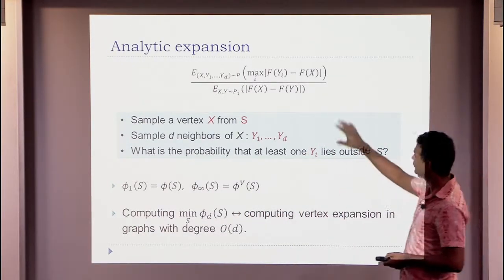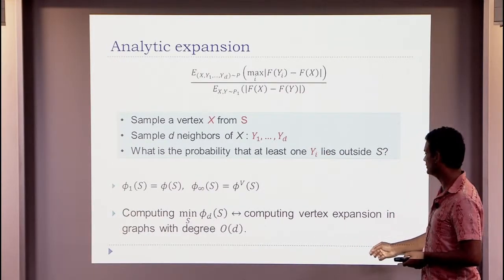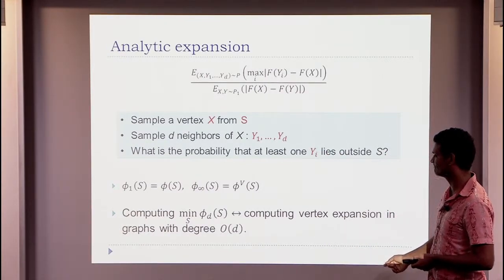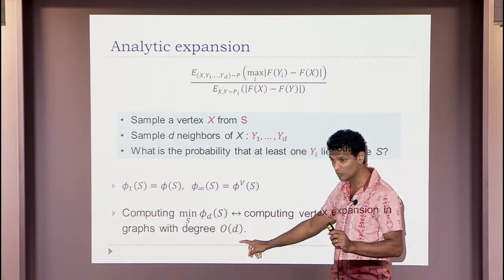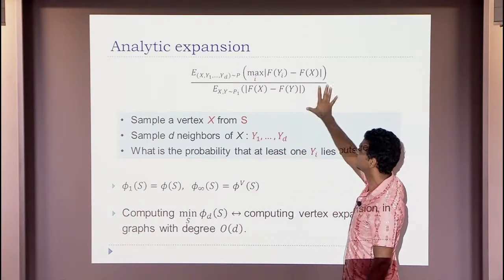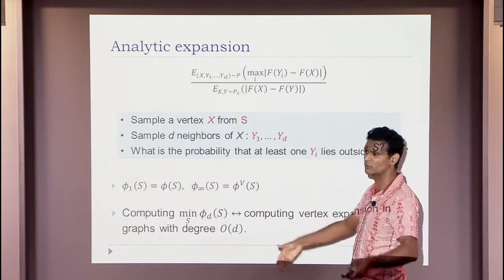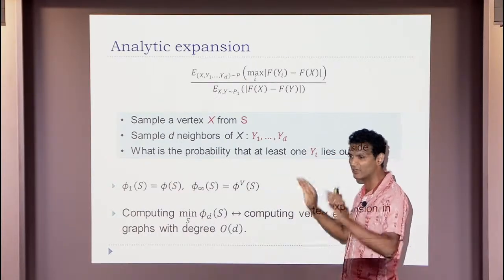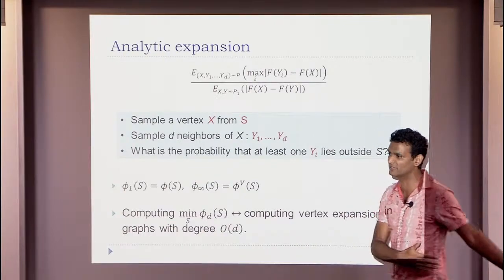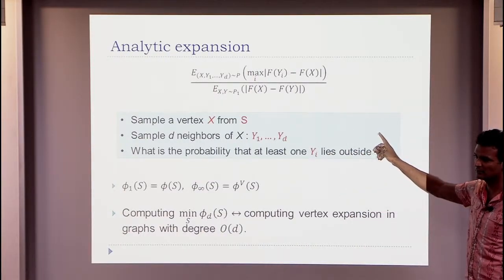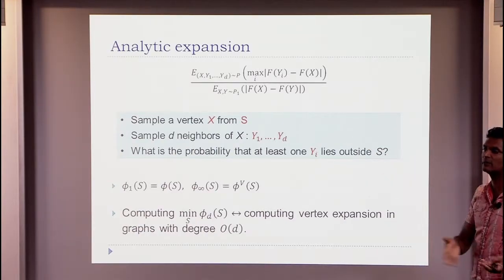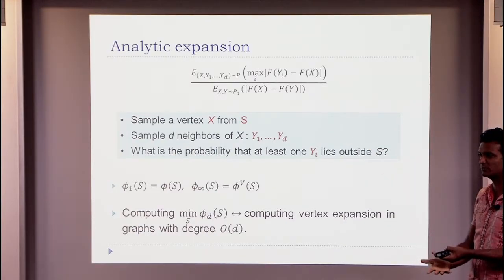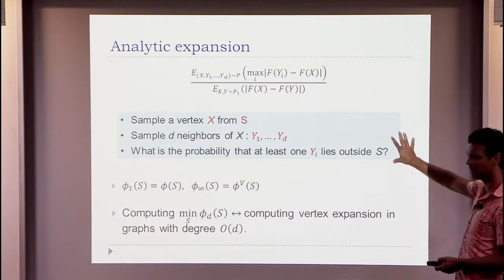Now, in fact, computing this quantity reduces to computing the vertex expansion in graphs with degree order d. Why? Because we have this distribution. We'll just sample a large enough number of tuples from this, fix a hypergraph, and run vertex expansion on that hypergraph, and it will approximate this value. So we just need to show that for every function, you are truthfully represented up to a small approximation. That's what I meant by Hoeffding bounds.